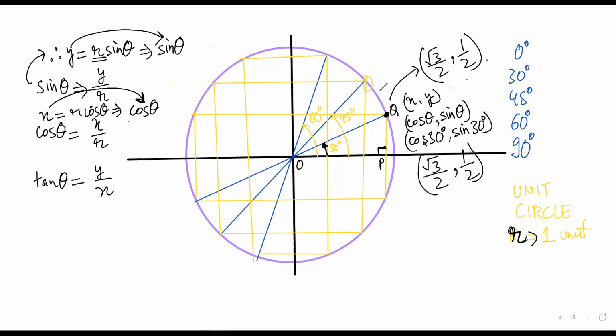Like I have defined Q, I can also define, if this is OPQ, let me change the color. Let me say this is OAB, and this be OCD. Have you understood what I've done? Yes. So my B would be cos 60 comma sin 60.